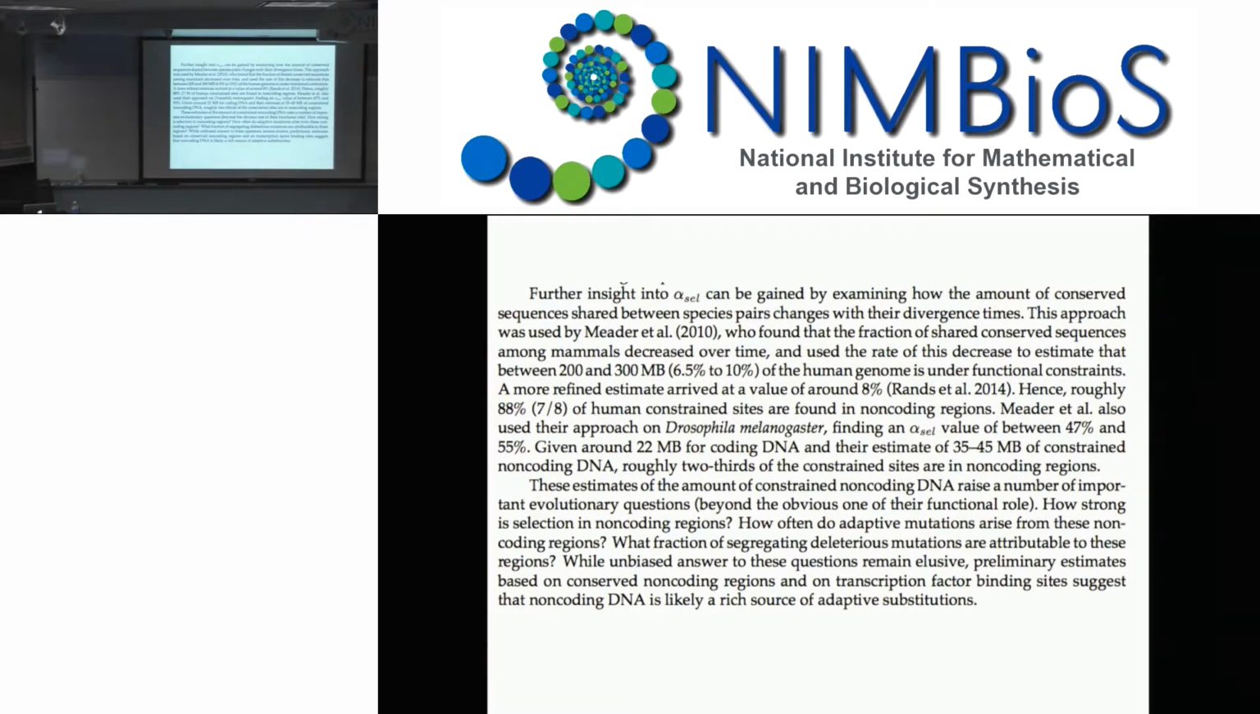It raises all sorts of really interesting questions. How strong is selection in these regions? How often do adaptive mutations arise in non-coding regions? What fraction of deleterious mutations are attributed to these regions? Think about background selection. We think about background selection as deleterious mutations arising in coding regions. If non-coding regions are important, there is a larger target size, so a higher fraction of deleterious mutations may be arising in those regions. So this sort of silent signal of conserved regions outside of coding is kind of like the bottom of the ocean. It's an area that's only now starting to be explored.